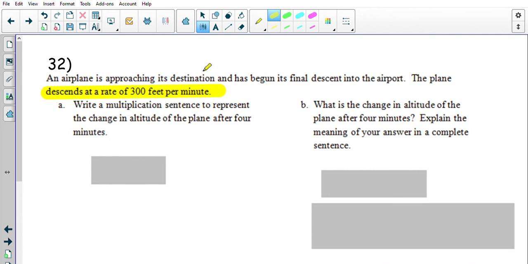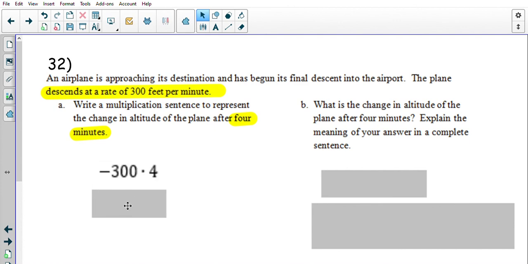Letter A, write a multiplication sentence to represent the change in altitude of the plane after 4 minutes. So since we're descending 300 feet per minute, that's a negative 300. We're going to multiply that by 4 for the 4 minutes. It doesn't really matter which one you make negative, but since the descent is the 300, that's the number I'm going to make negative. Part B, what is the change in altitude of the plane after 4 minutes? Explain the meaning of your answer in a complete sentence.